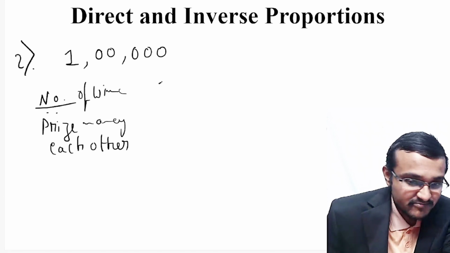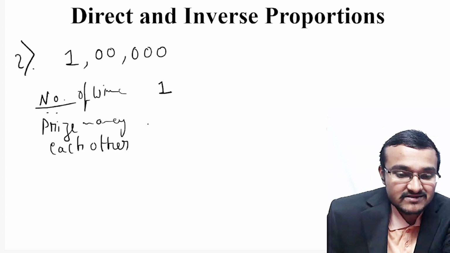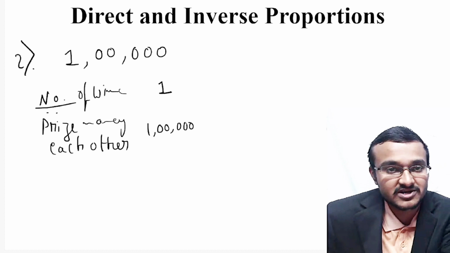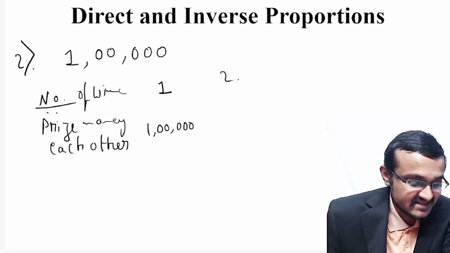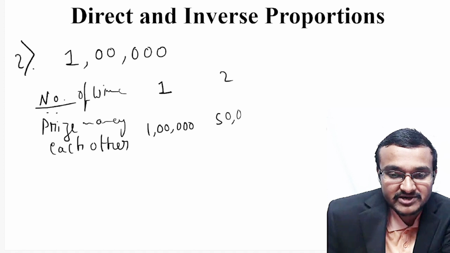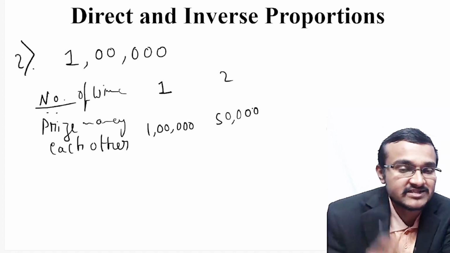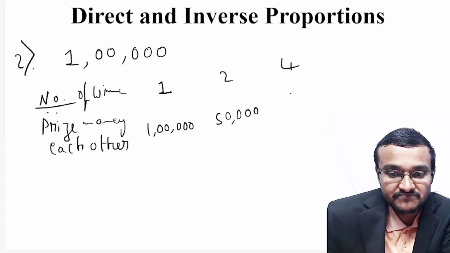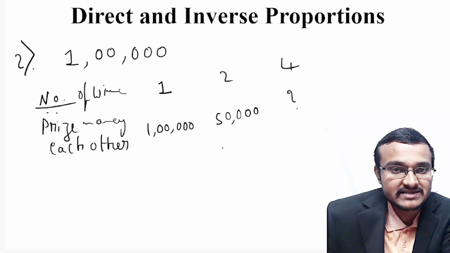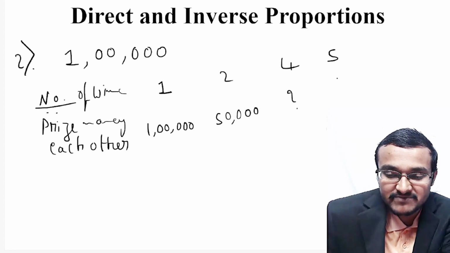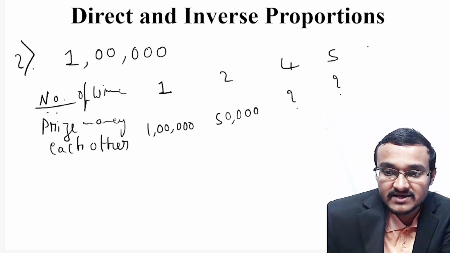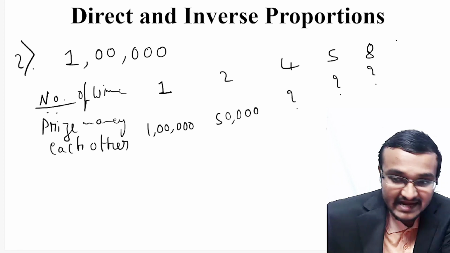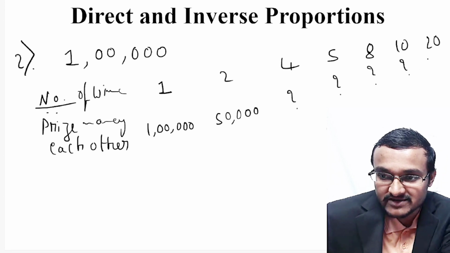So here if one particular person is there, then he will get all 1 lakh rupees for him only, because there is only one person in this particular team. So if the team contains two people, then they have to share money between them. So each of them will get 50,000. Now if three people or four people are there in this particular team, then how much will be the money they have to share with each other? So if 5 people are there, then how much will each person get? If 8 persons are there, then how much money will they get? And if 10 people are there and if 20 people are there, how much will they go on getting?